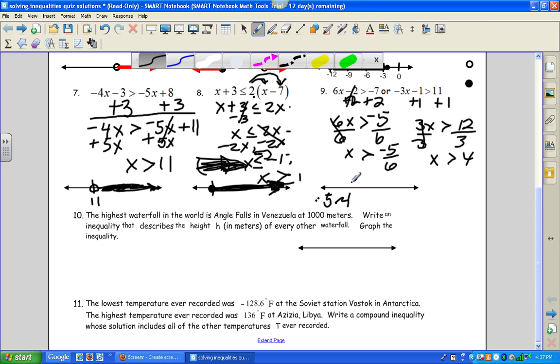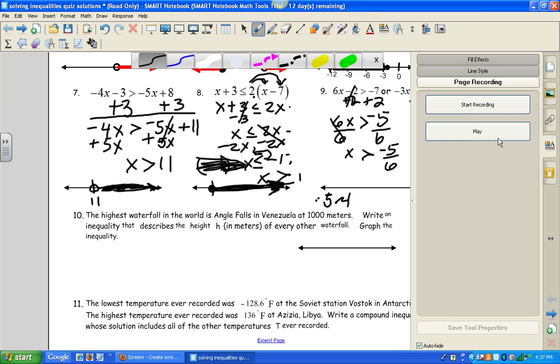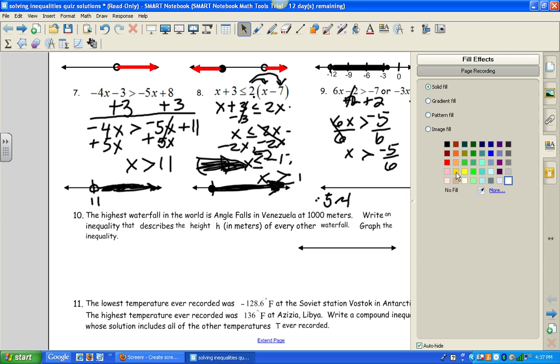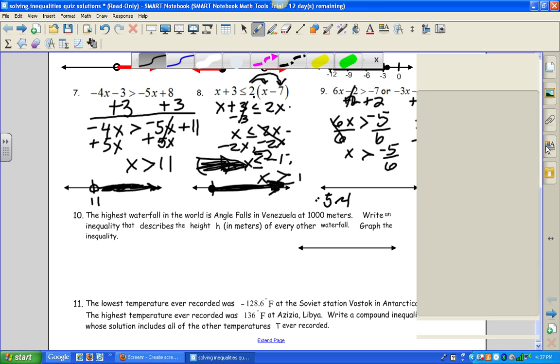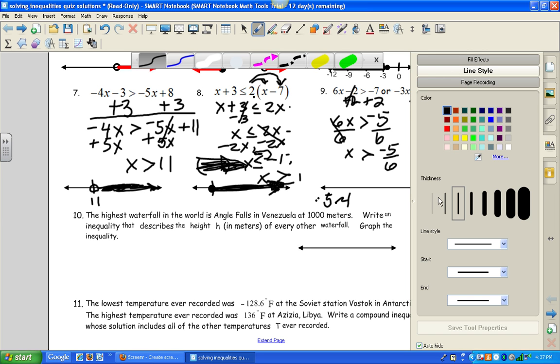Lost my pen there. Let's see if I can make this. I think I can make this a little thinner. Yeah, I can. Let's see. Line style. Hold on. Yeah, I can make my pen a little thinner. Let me try that so I can get that graphed for you. Okay, there we go.